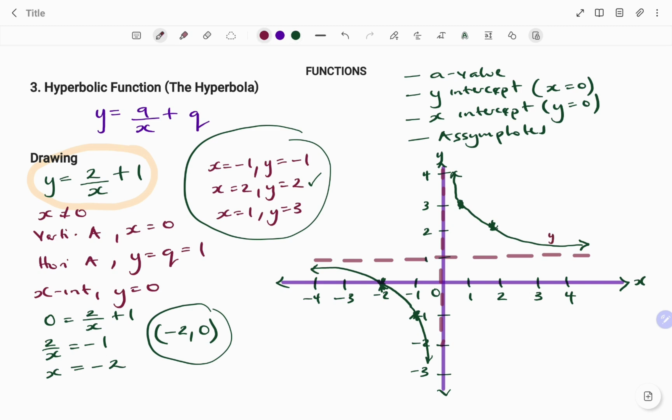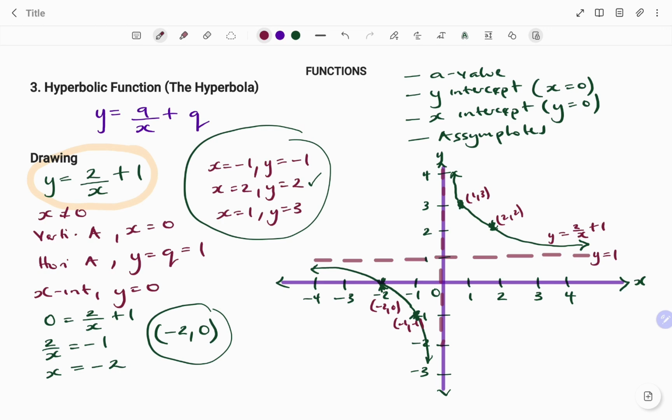Now labeling my graph, I have y equals 2 over x plus 1. Then I have the point 1 and 3. And I have the second point, 2 and 2. I have -2 and 0. And then I have -1, -1. And always label your asymptote. I have y equals +1.